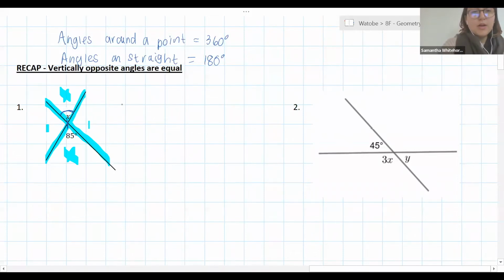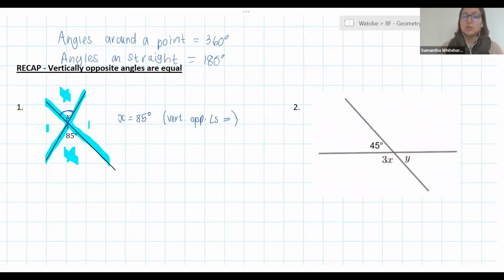Now, guys, remember, when we write down our answers, we always have to give a reason for a statement. So in this case, I'm saying that X is equal to 85, and my reason is vert op angles equal. Now, remember, if your reasons look a little bit different, that's not the end of the world, but as long as your reason is saying that vertically opposite angles are equal to each other, that's absolutely fine. Okay, so nice, easy one to get started off with.